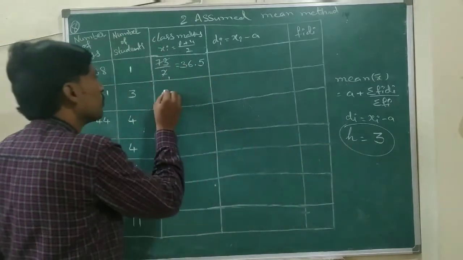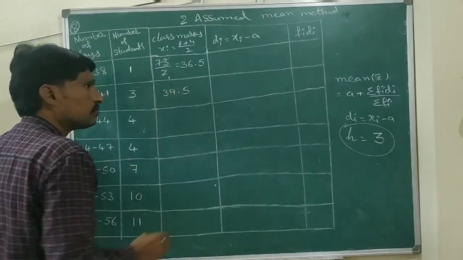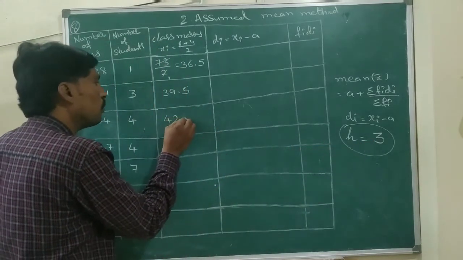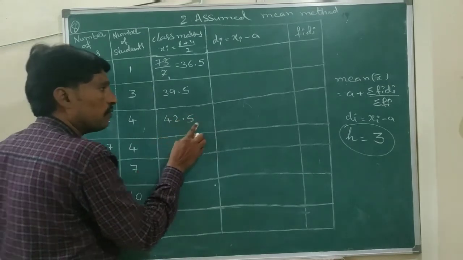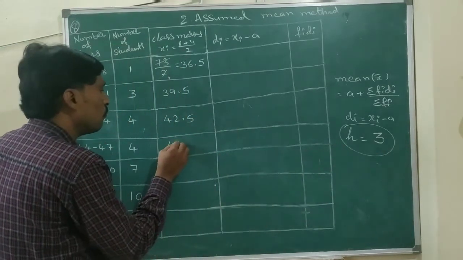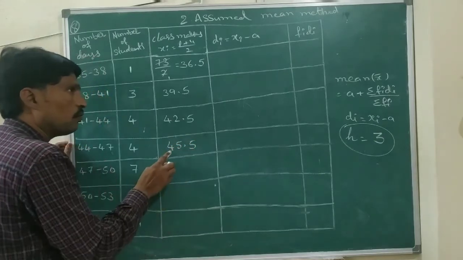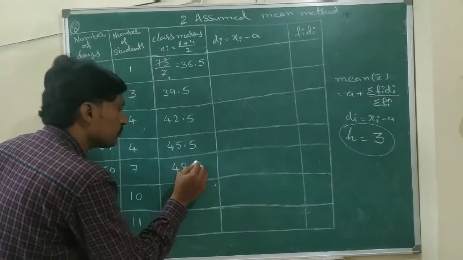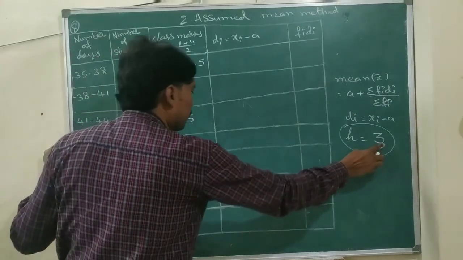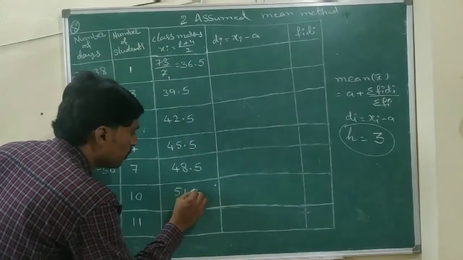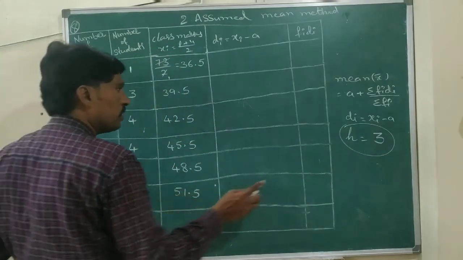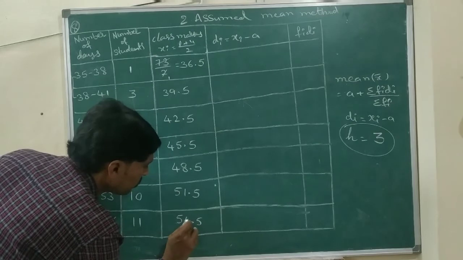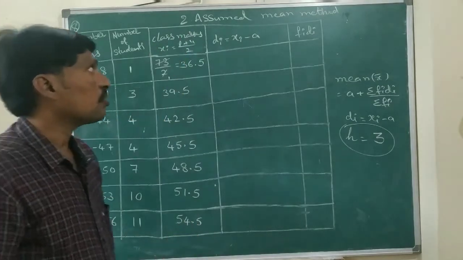This 3 we can add to the first class mark to get the next class mark. 36.5 plus 3 is 39.5. 39.5 plus 3 is 42.5. 42.5 plus 3 is 45.5. 45.5 plus 3 is 48.5. 48.5 plus 3 is 51.5. 51.5 plus 3 is 54.5. So here we got all the class marks.